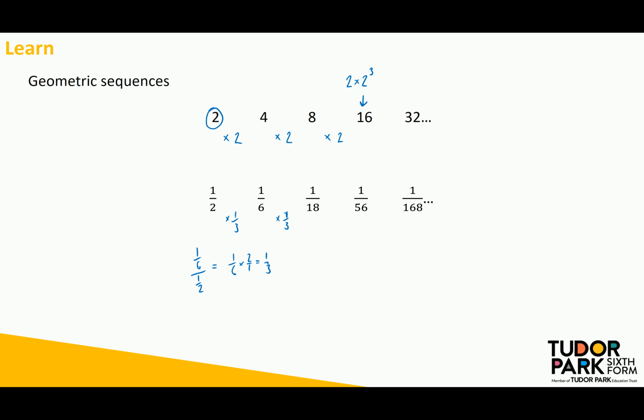So again, if I want to generate this third term in my sequence, what do I need to do? I need the first term multiplied by that common ratio this time. How many times? Well, one less than the term number that I'm looking for, which is going to be 2. So the third term in this geometric sequence is given to us like this.